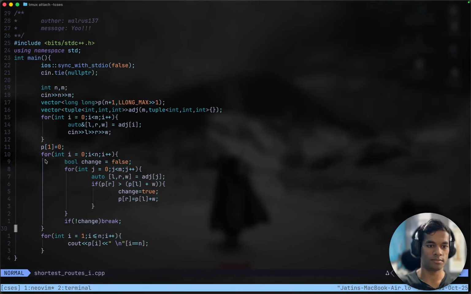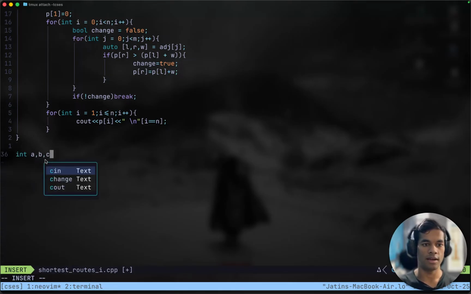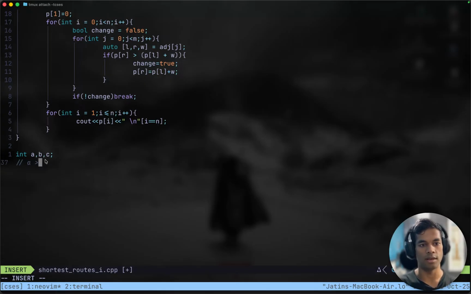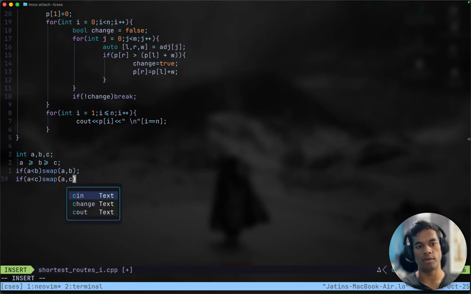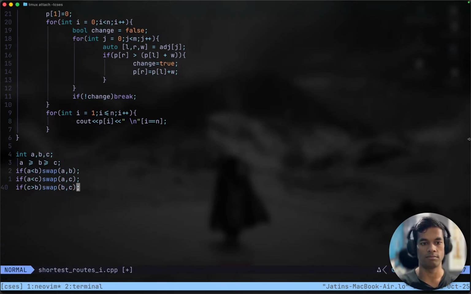And do you know, if you have three variables A, B, and C, and your target is to make A the greatest, then B, and then C, what you can do is: if A smaller than B, then swap A and B. So now A after this line is guaranteed to be bigger than B. And if A smaller than C, then swap A, C. Now A is the biggest element and only B and C could be out of order. So if C greater than B, swap B, C. And these three are now sorted and that is pretty cool.